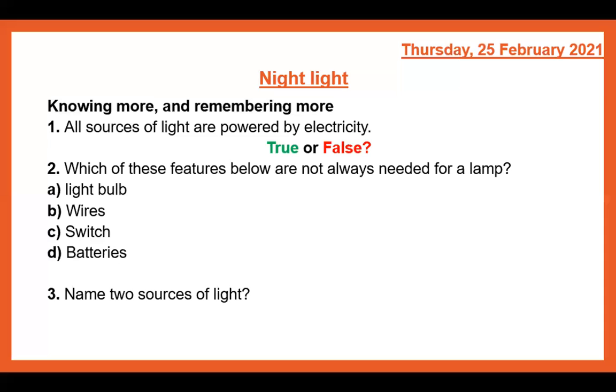Question 2, which of these features below are not always needed for a lamp? Is it A, a light bulb, B, wires, C, switch, or D, batteries?